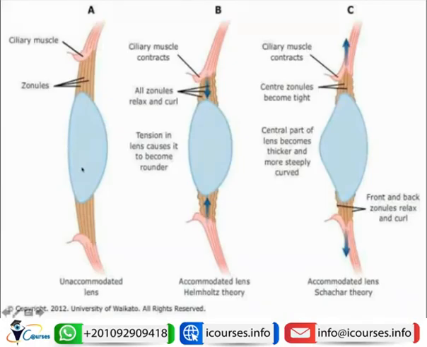Here is the unaccommodated lens, in which the ciliary muscle is relaxed. So the zonules are in a state of tension or stretched, causing more stretch over the lens. Once the ciliary muscle is contracted, this leads to decreasing the size of the ciliary ring, leading to what's called slackening or relaxation of the zonule, leading to increasing the curvature of the anterior and posterior surface. This is called the Helmholtz theory of accommodation. And there is another theory of accommodation, called Schachar, and this will be discussed in the physiology.